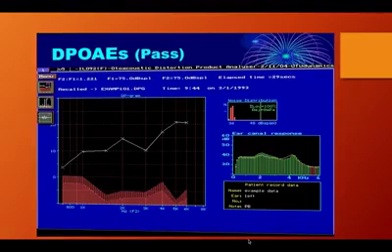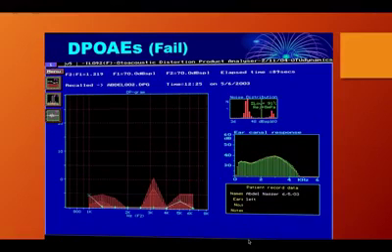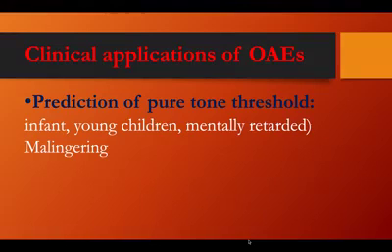This is a distortion product otoacoustic emission pass. The signal to noise ratio is more than 6 decibel, and this is a distortion product otoacoustic emission fail, where the signal to noise ratio is less than 6 decibel. What about the clinical applications of otoacoustic emissions?